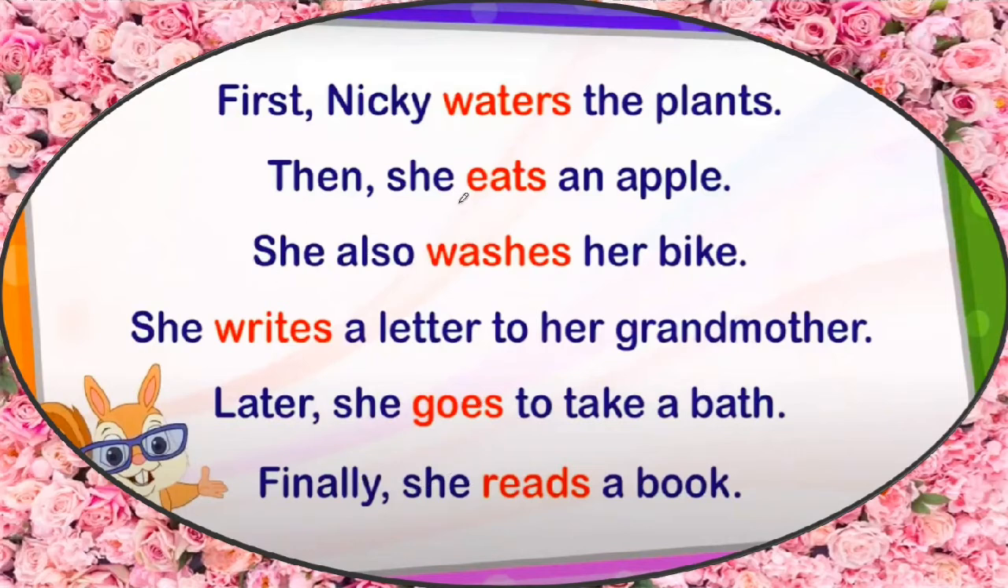Here we have all the verbs together. Waters. Nikki waters the plants. She eats an apple. Also washes her bike. Writes a letter. Goes to take a bath. Reads a book. Okay, again, let me just recall it. What is a verb? A verb is a word that describes actions. Okay, a verb tells us what someone is doing.